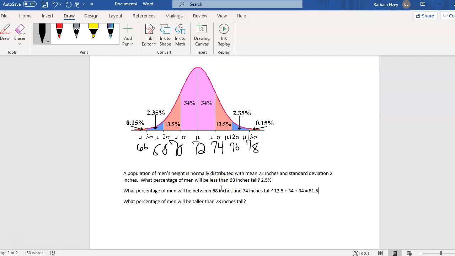All right, so now let's look at the last one. What percentage of men will be taller than 78 inches tall? Let's notice here's our 78 way at the end. It's 3 standard deviations above the mean. So the only thing that's taller is the people who are out here, and there shouldn't be many of them. So we want simply this little pink area here, which is 0.15%. And there's our examples using our empirical rule.